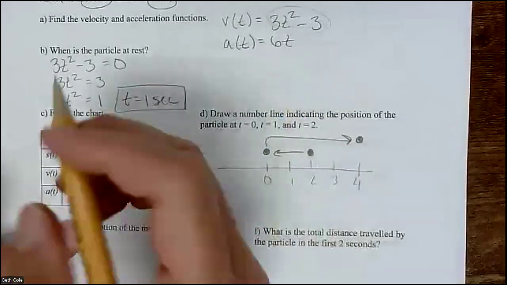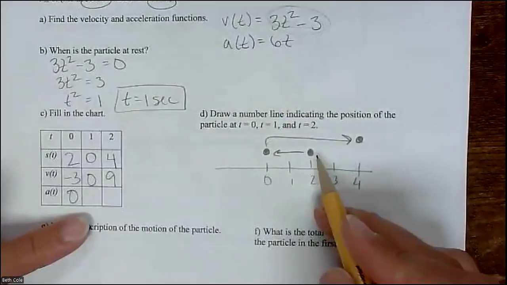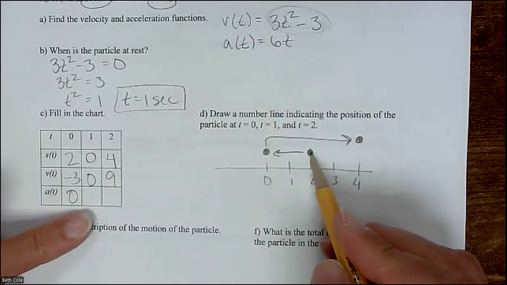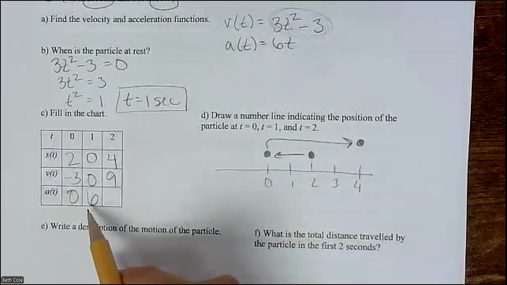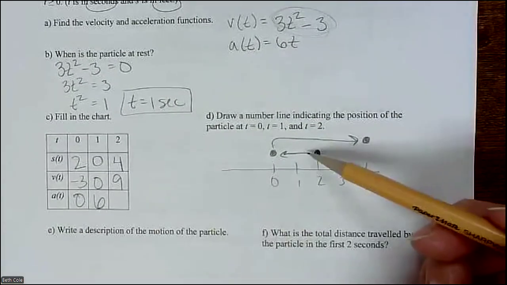All right, so let's plug into acceleration. If you plug in 0, you're going to get 0. Why does that make sense? Yeah, you didn't have any motion to start with. All right. If you plug in 1, you get 6. That is positive. But Ms. Cole, we're moving to the left.